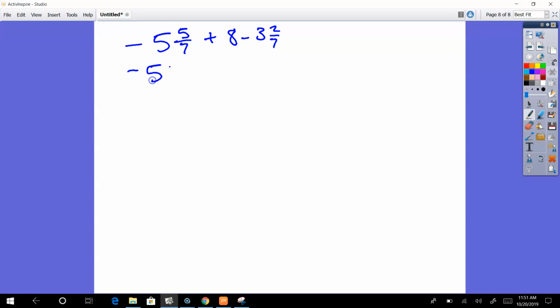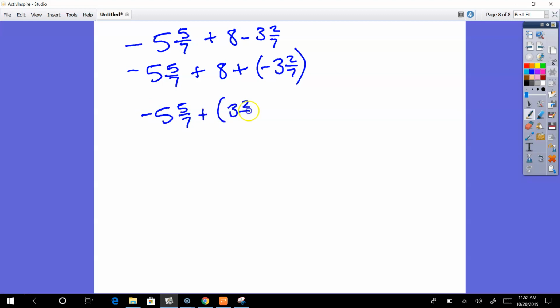So the first thing that I did is I changed it to all addition, because once I have it as all addition, I'm allowed to move it. So that was why we were looking previously in lesson 5 on the rules of subtraction, so we could see if we changed it to all addition, we're allowed to kind of move it around. So then negative 5 and 5/7 plus a negative 3 and 2/7 plus 8. You should show each of the steps and not try and do multiple steps in one thing. Oh, that's supposed to be negative. There we go. Okay, so then we have negative 5 and negative 3, which gives me a negative 8.